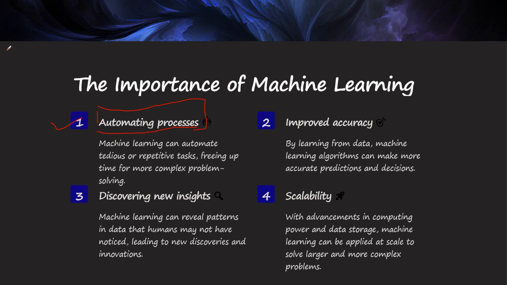So here it has automated the process. Machine learning can automate tedious or repetitive tasks, freeing up time for more complex problem solving, which means it has freed up the time of human beings, like you and me, to solve more complex problems that are available in the market, instead of doing random calculations which are too basic for the human mind.